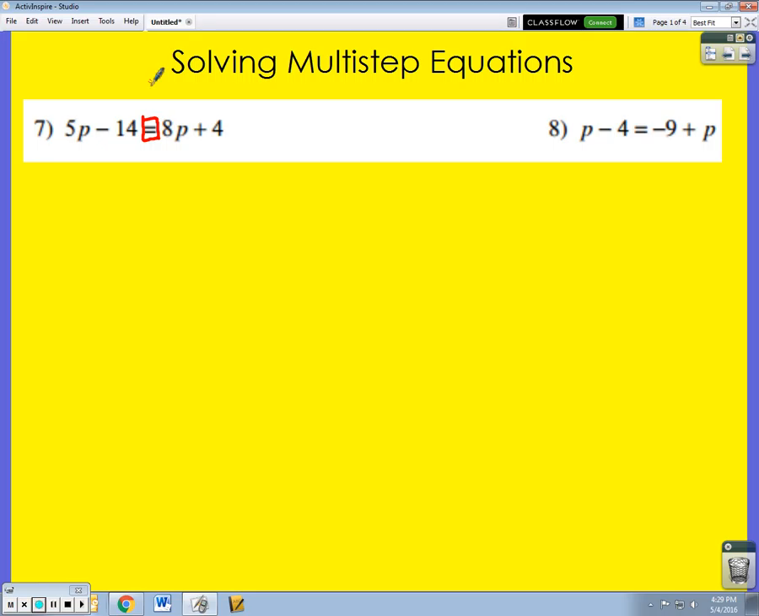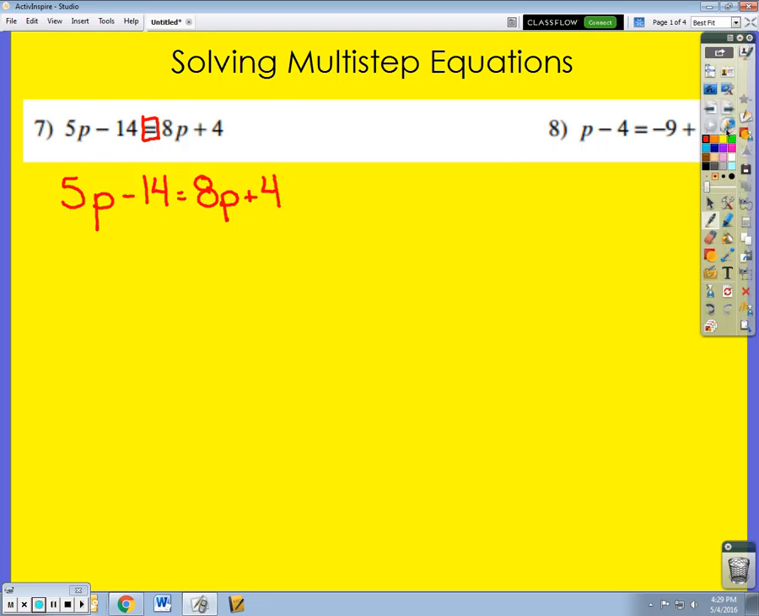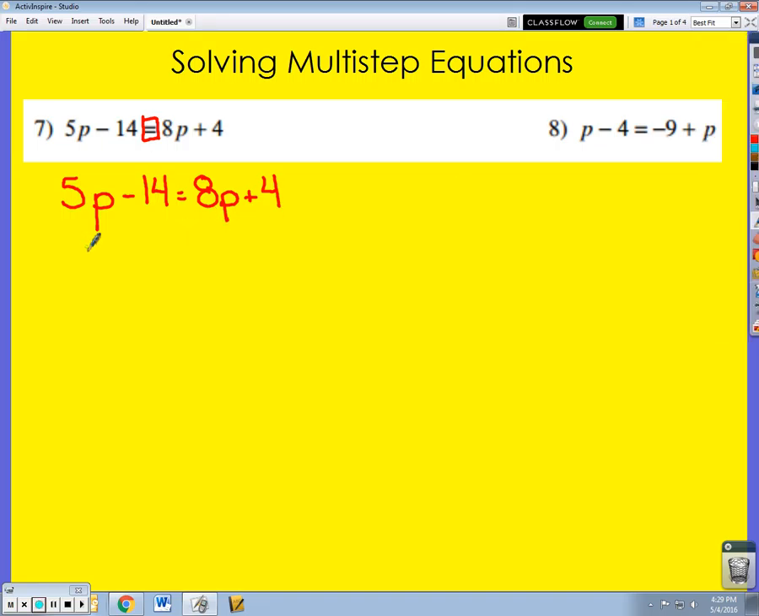Now what I like to do is I try to get my variables on one side and my other integers on the other side. What I'm going to do is I'm going to try to bring the p's over to the right and get rid of these integers and put them over to the left. First thing I'm going to do is I'm going to rewrite this. 5p minus 14 is equal to 8p plus 4. Alright, let me change colors here so we kind of see what I'm doing. Let's deal with these variables, or these coefficients first.